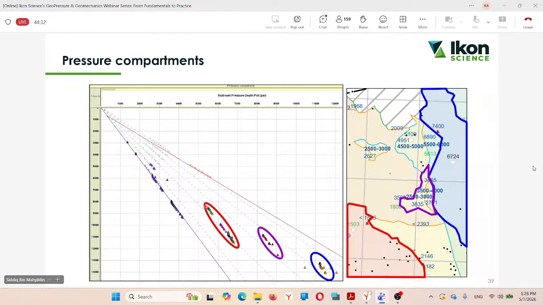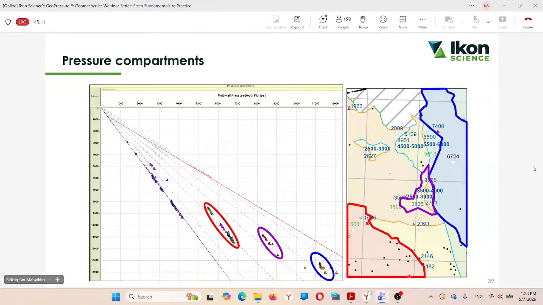Example of pressure compartments. This is from Australia, if I'm not wrong. You can see that this is pressure data that has been taken from all these different zones, and they all have different gradients. Quickly, you can see that if I draw a line, they are not going to touch one another, because they are all their own pressure regime. So just by looking at this, it's easy to understand that these are all different pressure regimes. For example, for a field development plan, you could quickly understand that these are all different compartments. If you want to do injection, your injection will just be limited to this compartment.